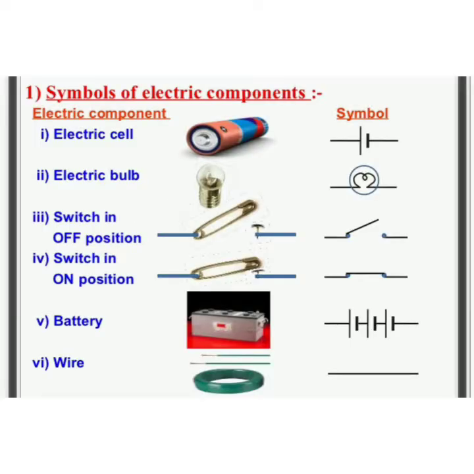Now, these are all some of the symbols associated with electric currents. The first one is an electric cell. Here there is a diagram as well as its symbol. The next one, as you can see, is the electric bulb. The next one is the switch in off position followed by switch in on position. And the fifth one is the battery. And the last one is nothing but the wire.